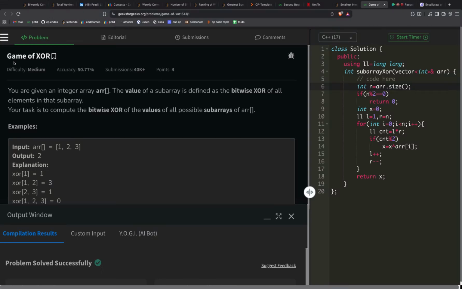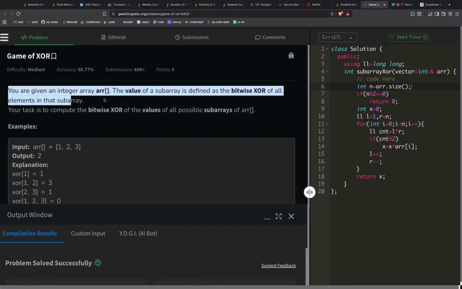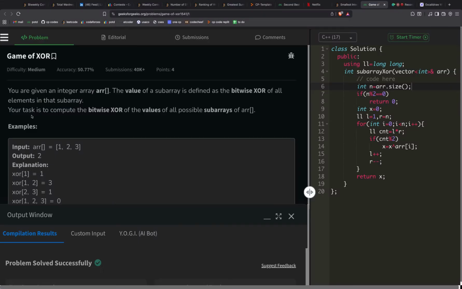For today's problem of the day on GFG, which is Game of XOR. So let's read the question. The question says you are given an integer array ARR. The value of a subarray is defined by the bitwise XOR of all the elements in that subarray. The task is to compute the bitwise XOR of all the values of all the possible subarrays of ARR.